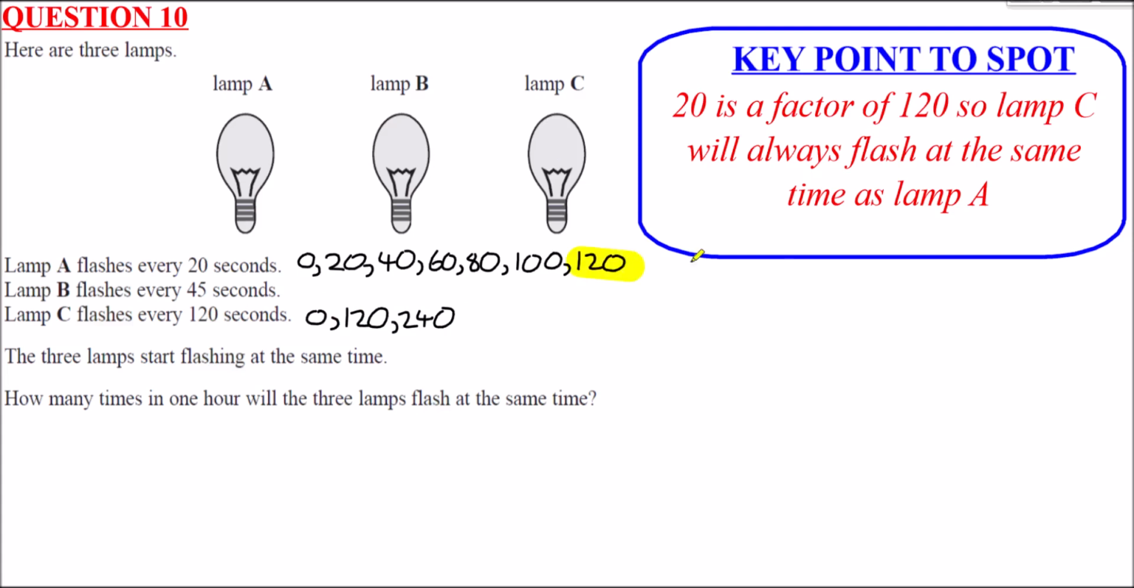If I carried this on for another 6 numbers, I'd get 240. So I don't really need to worry about lamp A, to be honest. All I need to do here is just consider multiples of 45 and multiples of 120. So just consider lamp B and lamp C. So multiples of 45.